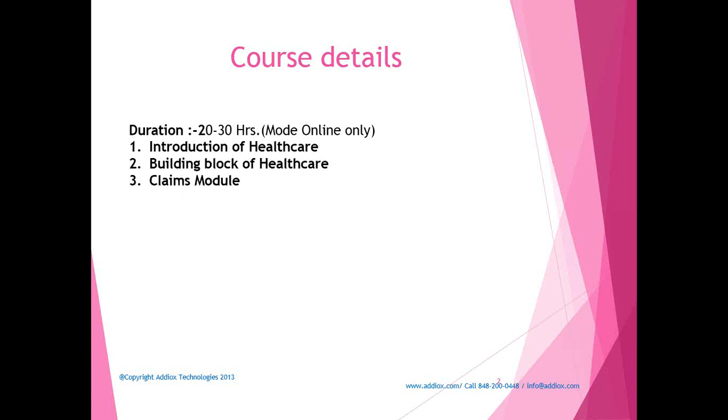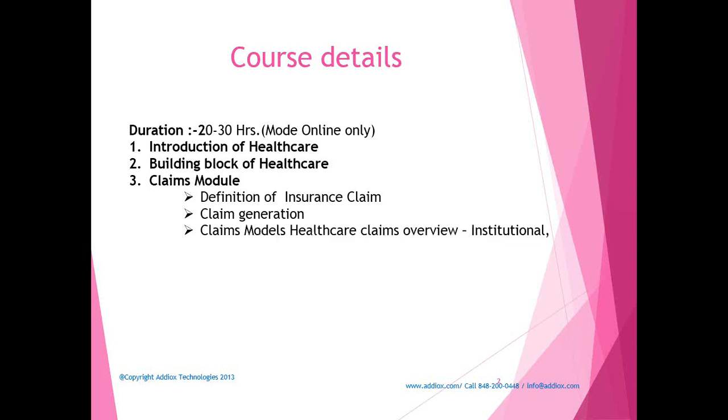Now let's see what are the other things which are associated with the claims module. Definition of insurance claim: what exactly the claim is all about. The claim generation: how the claim is getting generated, what steps it has to go through. Claim model: the claim model encompasses institutional, professional, dental, pharmacy, you have different types of claims. All these things you are going to understand as part of this training because it's key before you get your hands into the system.